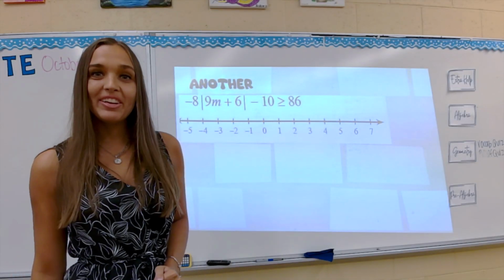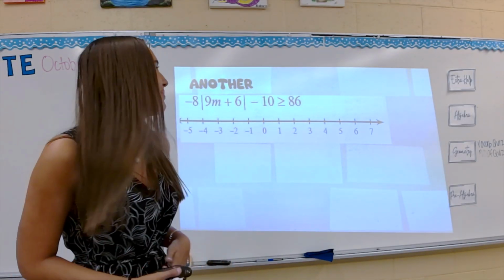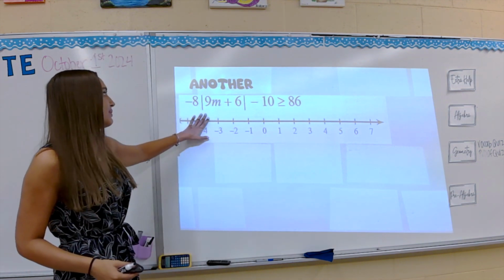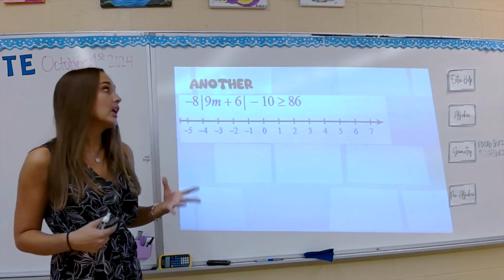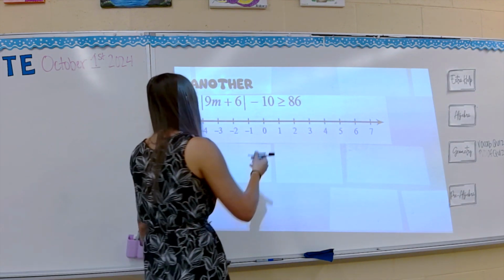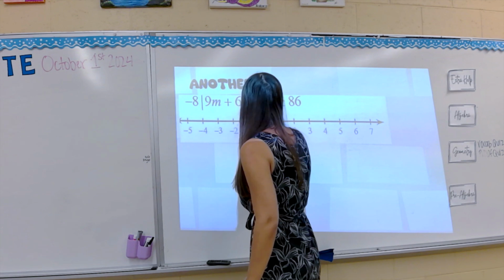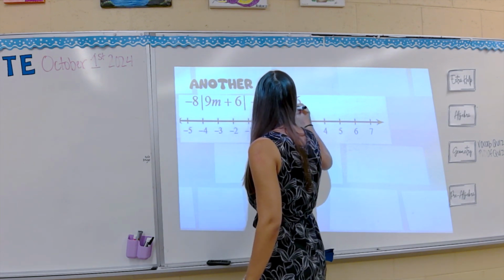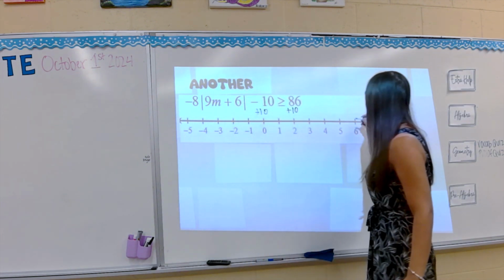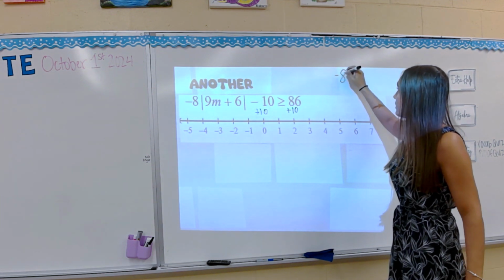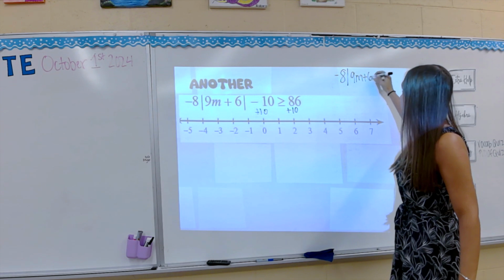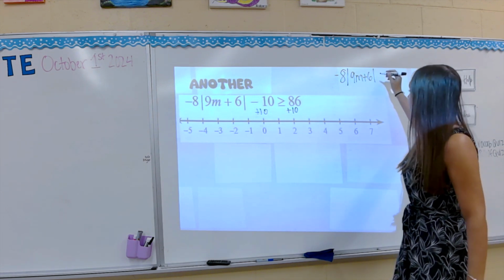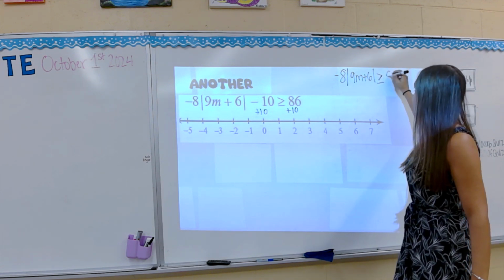One more problem we have here. We'll do another one after, but here's another problem. We have negative 8, absolute value of 9n plus 6, minus 10 is greater than or equal to 86. Let's start off like normal. I am going to add 10 to both sides. Add 10, and I get negative 8, absolute value of 9n plus 6, is greater than or equal to 96.